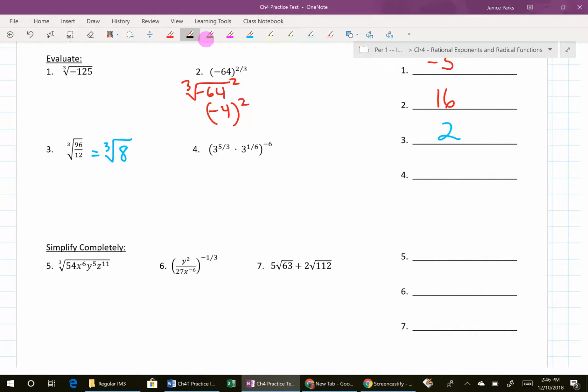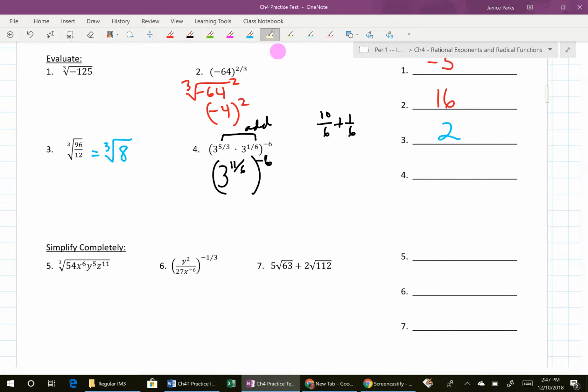For number 4, because the 3's have the same base, you can add these exponents together here. If those were different numbers and they weren't both 3's, then you would have to distribute the negative 6 first. You would not be able to add the exponents. You can only add them if the bases are the same. So if I add 5/3 and 1/6, that's really the same thing as 10/6 plus 1/6, which is 11/6. You can also use your calculator.